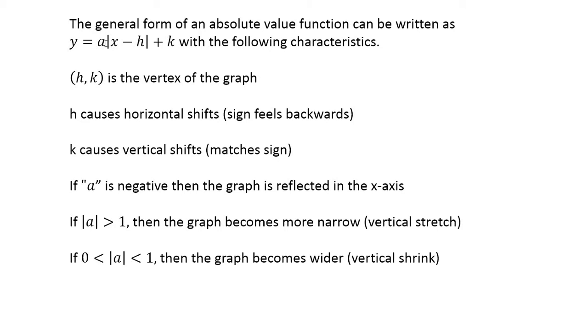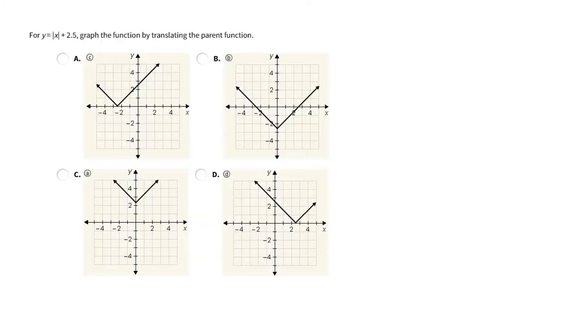Now if a is negative, so if you have a negative coefficient out front, it's going to flip your graph. We call that a reflection in the x-axis. And if the absolute value of a is greater than 1, basically if this coefficient is bigger than 1, then that's a stretch. It's going to make your graph more narrow, more steep. Okay? And if a is in between 0 and 1, so it's like 1/3, 1/5, 1/2, something like that, then it becomes wider. It takes that V shape and it widens it out. We call that a vertical shrink. So those again are the basic characteristics. Again, I'd encourage you to write these down if you haven't already. Let's go look at some examples.